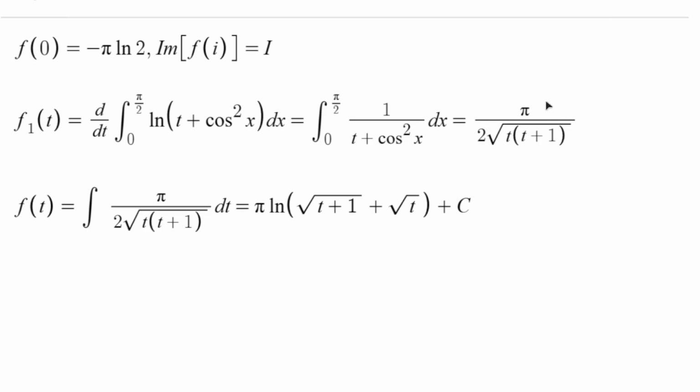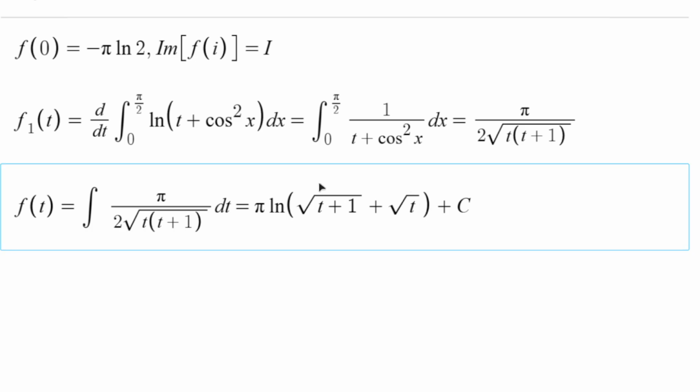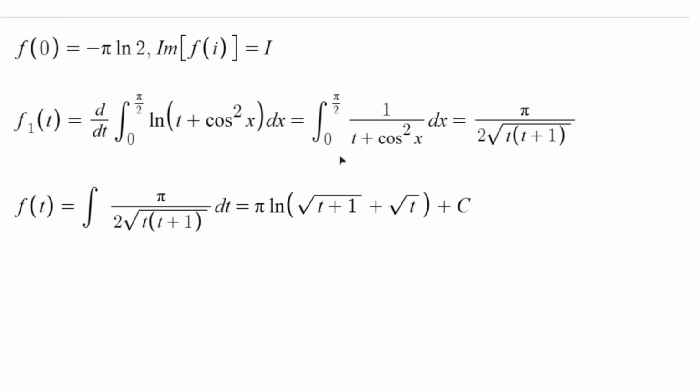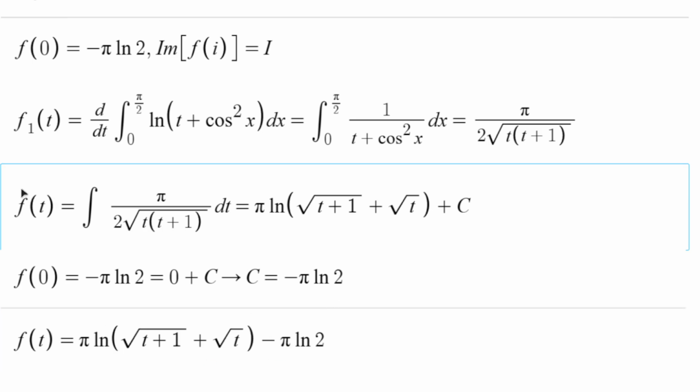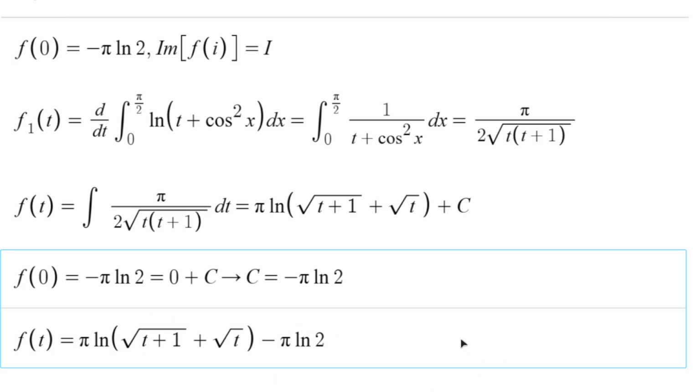And again, not going to show the work, but you can use traditional techniques to show that it is equal to this, plus a constant of integration. And next, we will use the fact that we know that f of 0 is negative pi natural log 2 to show that c is negative pi natural log 2. Therefore, our function of t, expressed in just normal terms, not as an integral, is just equal to this.